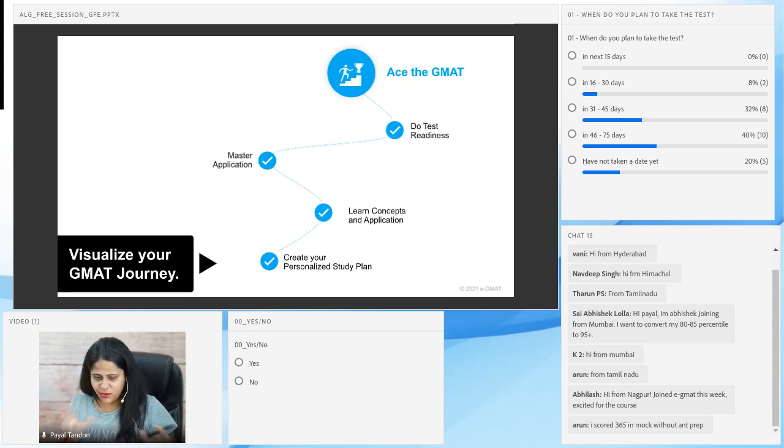So here, again, I want you all to visualize your journey. The first thing that you have to do is always create your solid study plan.